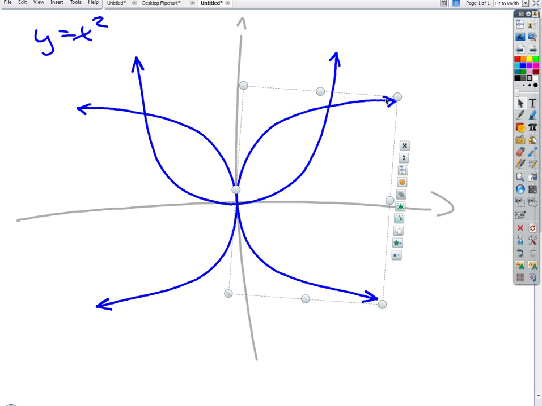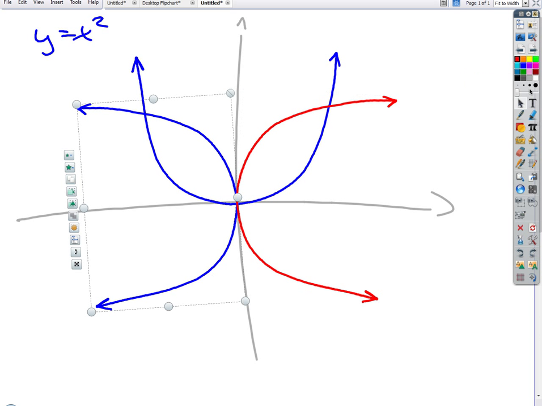Agreed? Okay. Let's make this red, and let's make this one gray, because that's just sort of the in-between one. Okay, everybody see that?